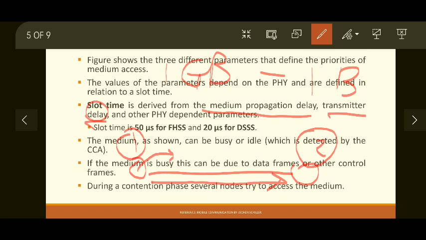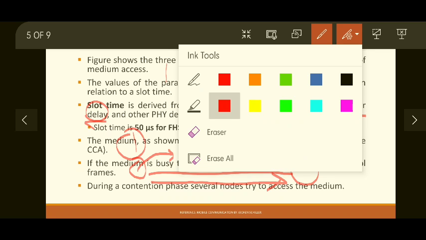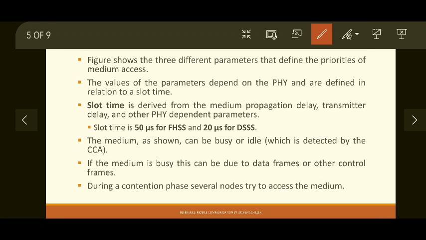There are several other physical layer dependent parameters which decide the slot time. So the slot time for FHSS is 50 microseconds and the slot time for DSSS is 20 microseconds. Okay, because FHSS is slightly more complex than DSSS in terms of transmission technique. So these are the slot times, and based on this slot time our three parameters will be defined.